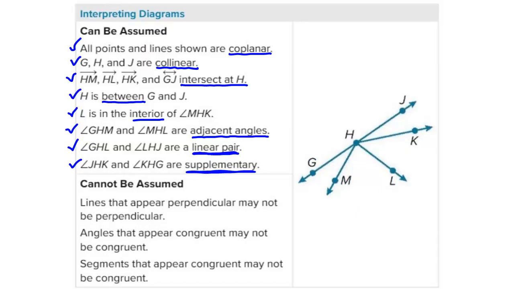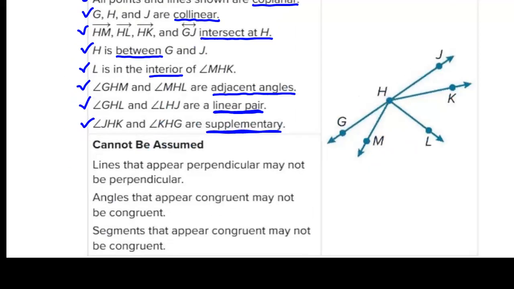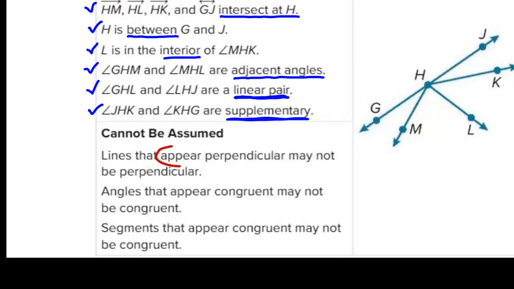Things that I cannot assume. We're going to start the list here and then continue it on the next screen. Lines that appear perpendicular might not be. So I cannot assume that lines are perpendicular. Just because they look like they make a right angle does not mean I can assume that. I would have to see a little box in the corner to know that they're perpendicular, or I would have to be told.